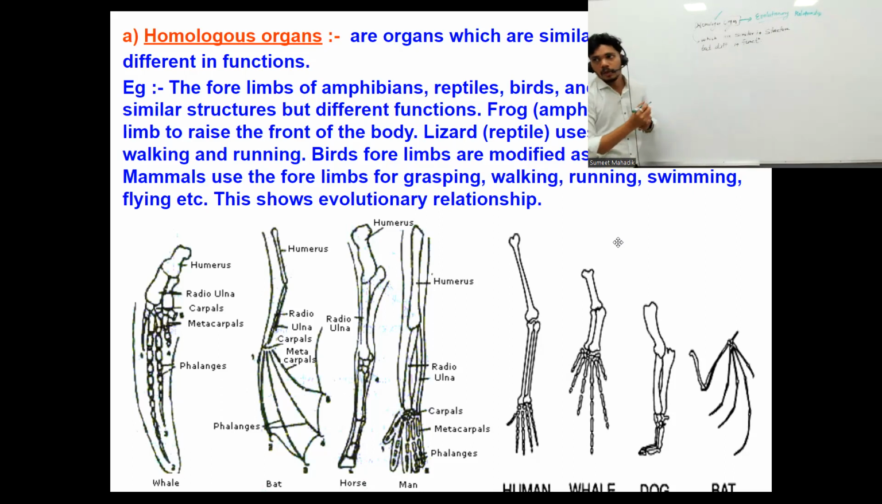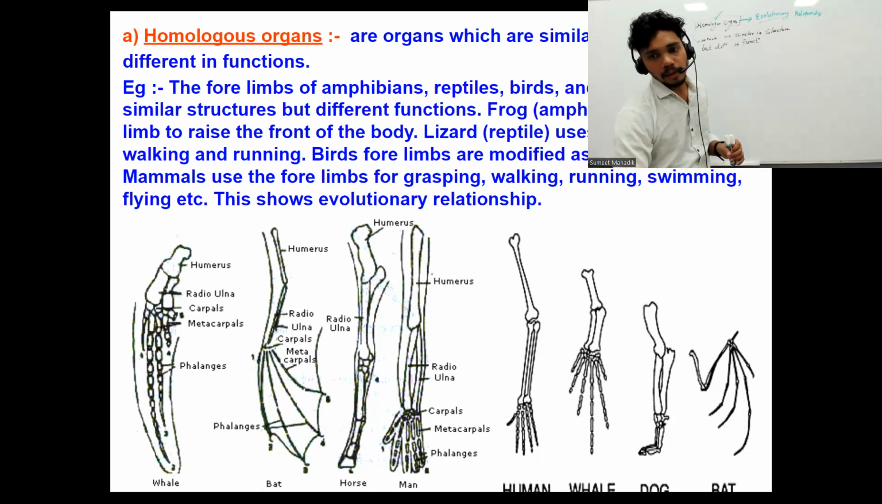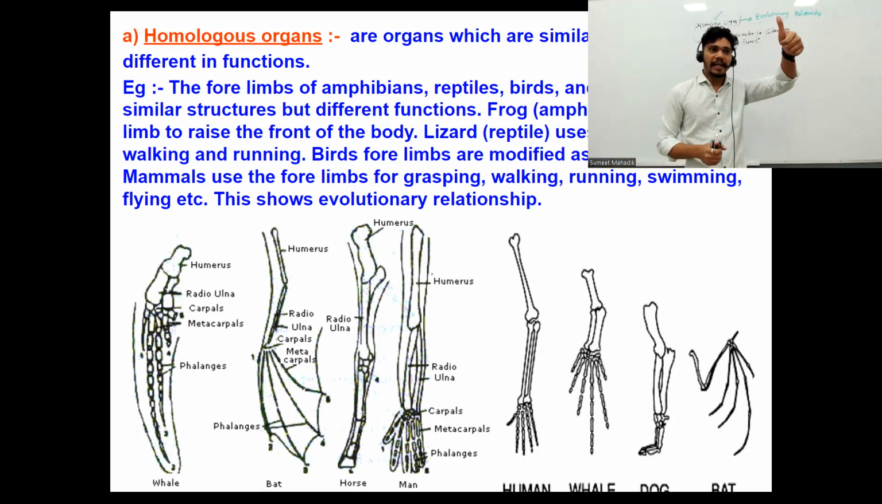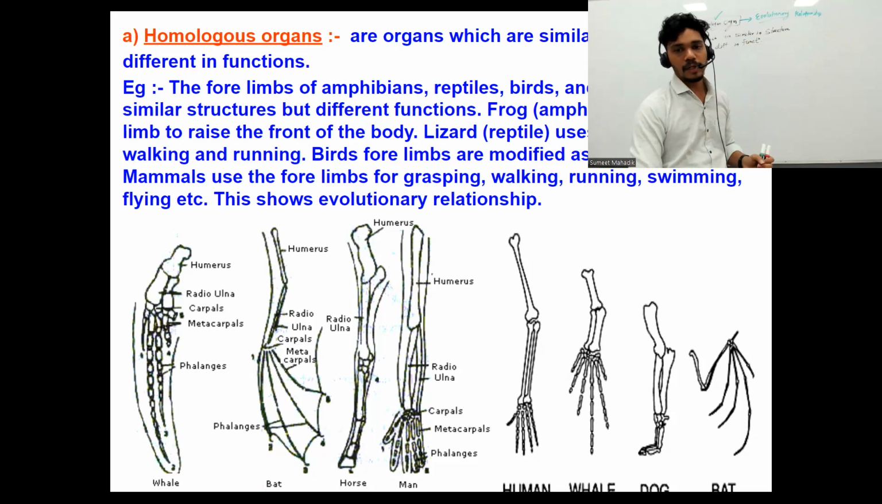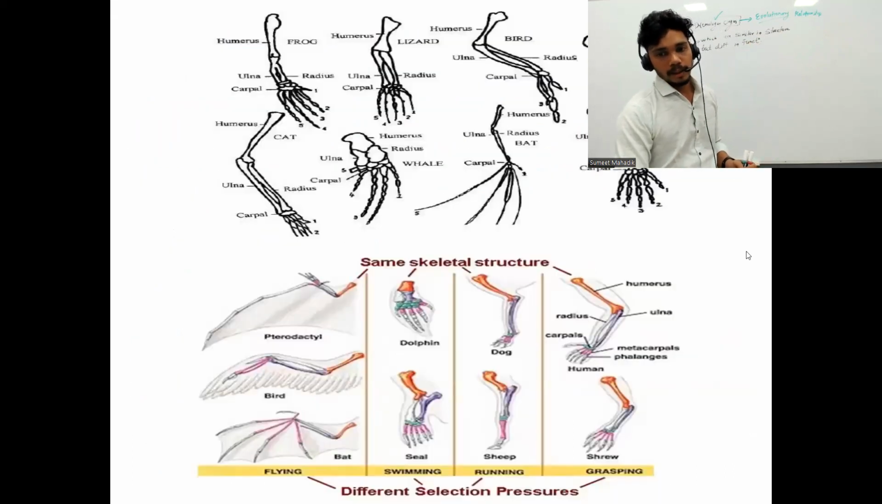Homologous organ. So if you want to study between two species, I should focus on homologous organs. Okay, you can give an example. Reptiles' forelimb is used for walking. Humans and mammals are using it for the same thing, right? You know, functions are quite different. Yes or no? Okay.